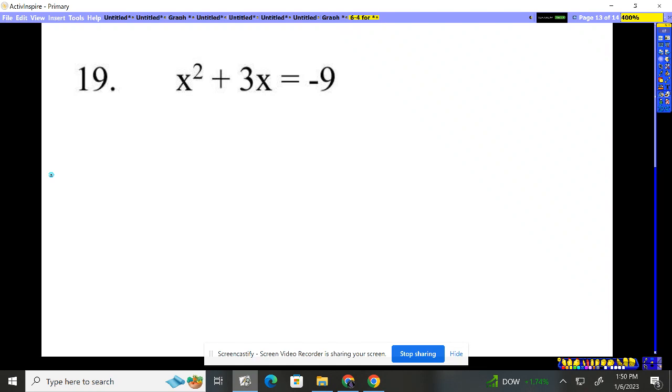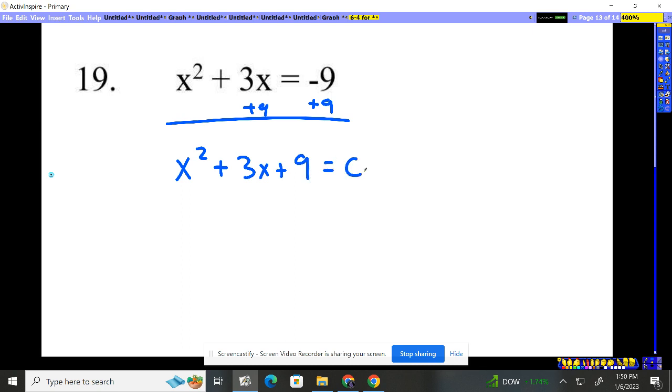Number 19, trying to find an x value that will make this true. As soon as we see this, we're like, hey, you got to get it set equal to 0. So I need to move the 9 over by adding 9 to both sides. So we get x squared plus 3x plus 9 equals 0. So we're good there. Okay, great.